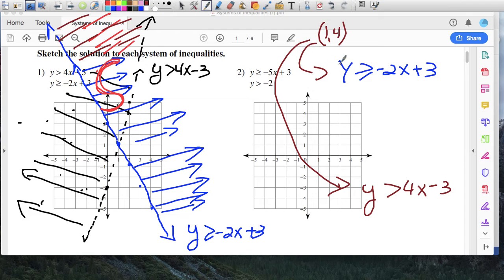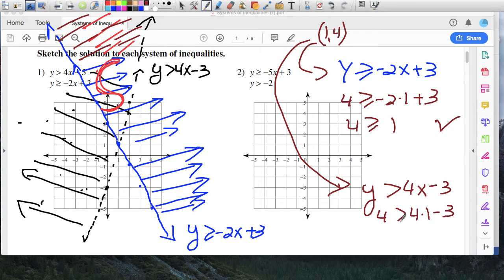So let's substitute. y is 4, greater than negative 2 times 1 plus 3. Negative 2 times 1 is negative 2, plus 3 is just 1. 4 is greater than 1. Check, so that worked. Let me use 1 and 4 again. y is 4, greater than 4 times 1 minus 3. 4 times 1 is 4, minus 3 is 1. 4 is greater than 1. And it's also true.